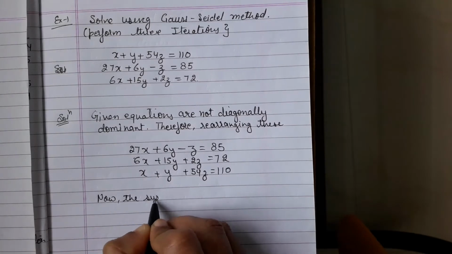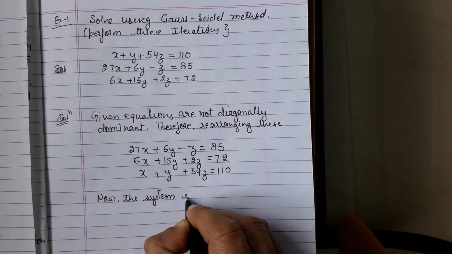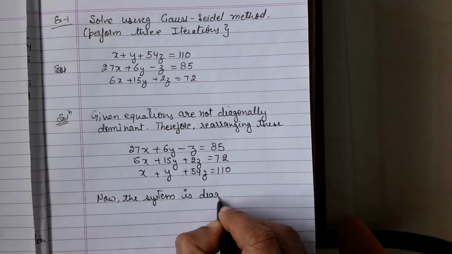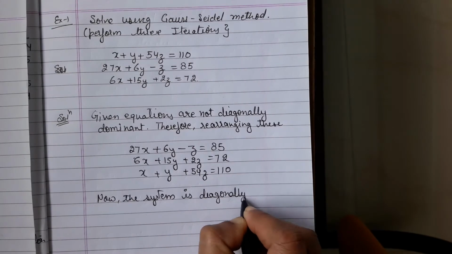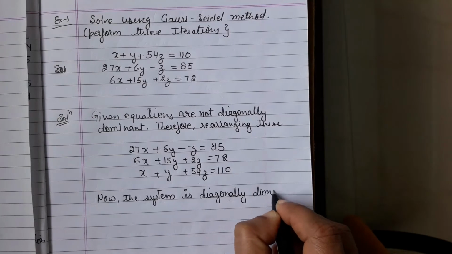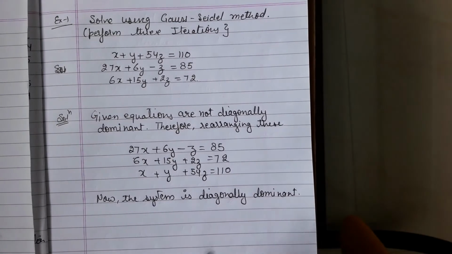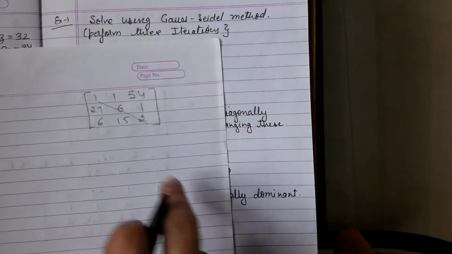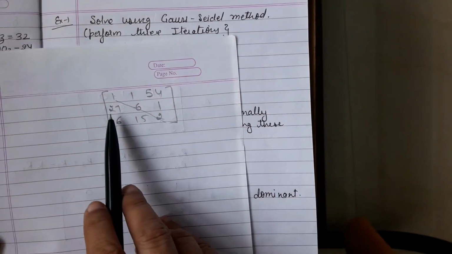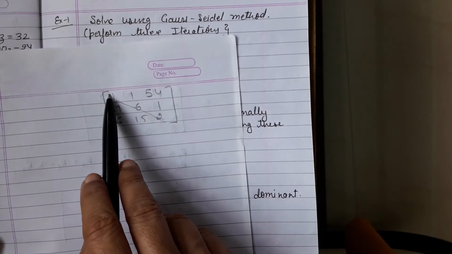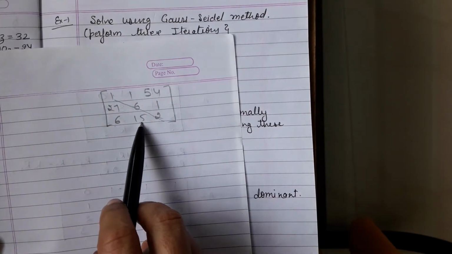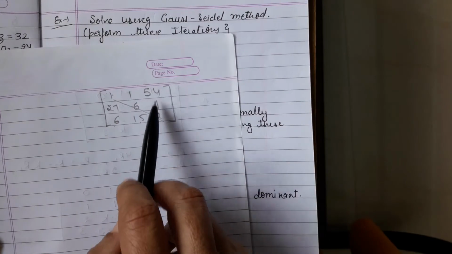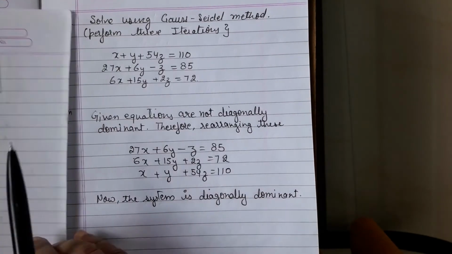Now the system is diagonally dominant. Once it is diagonally dominant, you can take a hint from the coefficient matrix you have written. This one is the biggest, so take it to the first. The middle one is biggest, so take it to the second, and this goes to the last. So that's how you can take a hint.